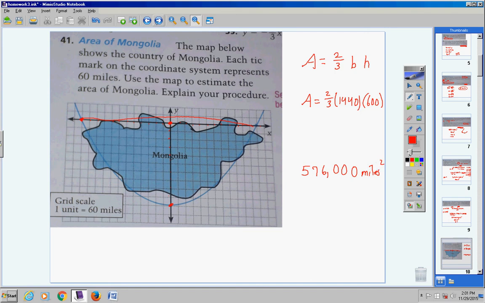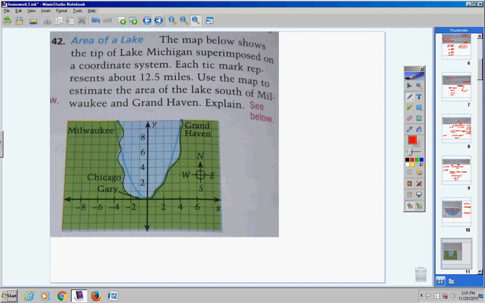Now number 41 is identical to this, pretty much the same problem. And here it is. We're going to find the area of that lake using this shape that looks like a parabola. So we're going to find the area of, there's the parabola, see the blue line that comes down and comes back up. We're going to basically find this area here, which will be very close to the area of the lake beneath Grand Haven in Milwaukee.